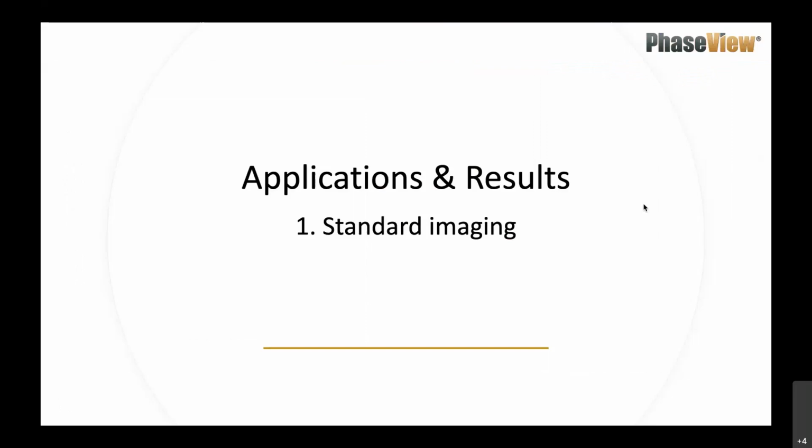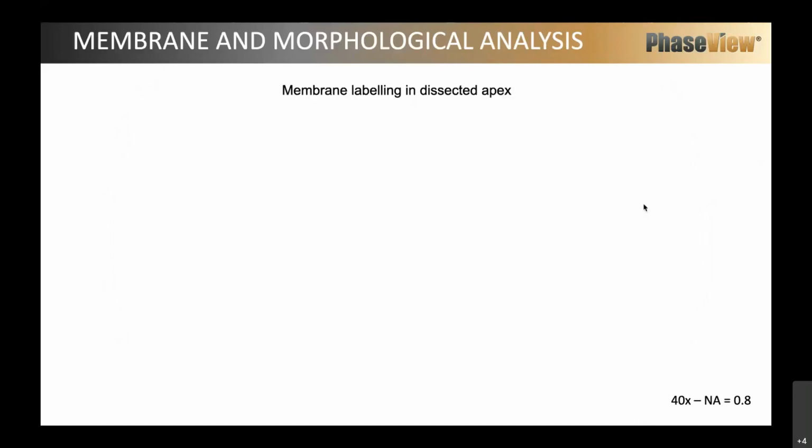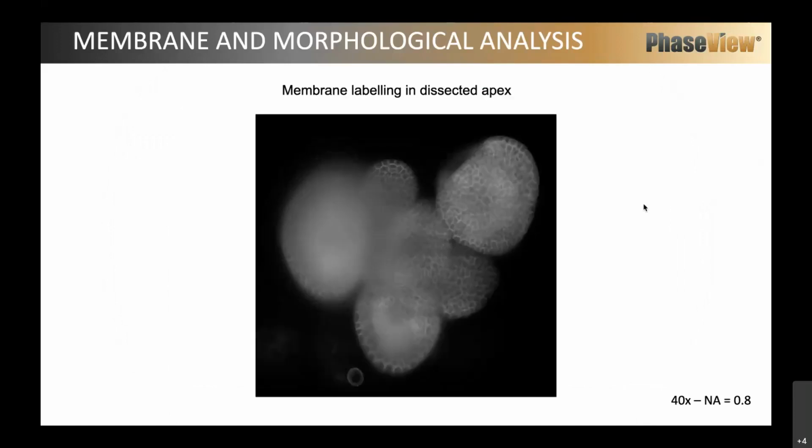So the idea is to show you the same kind of experiment we did on the confocal, but on this light sheet, and then some applications with the specificity of this kind of microscopy. So first, you can image a dissected apex, and you can image floral meristem and shoot apical meristem. No problem with that. And you can see the signal of the membrane is quite clear.